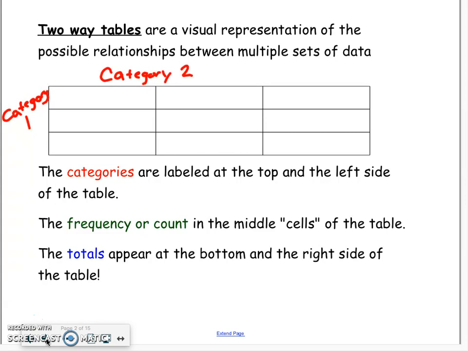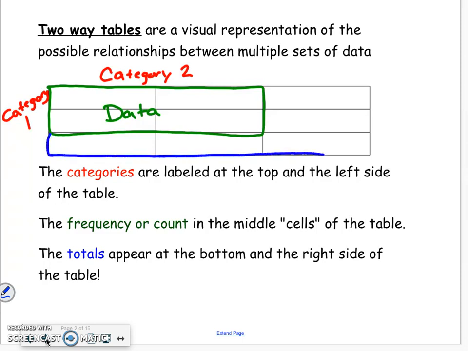Next thing is the frequency or count in the middle cells of the table. So what we're saying is these cells in here will always contain our data points, or the number of things that we've counted. And lastly, the totals will appear at the bottom and the right sides of the table. So the bottom row and the right column will be our totals. And if you want to write on both sides, that's fine.